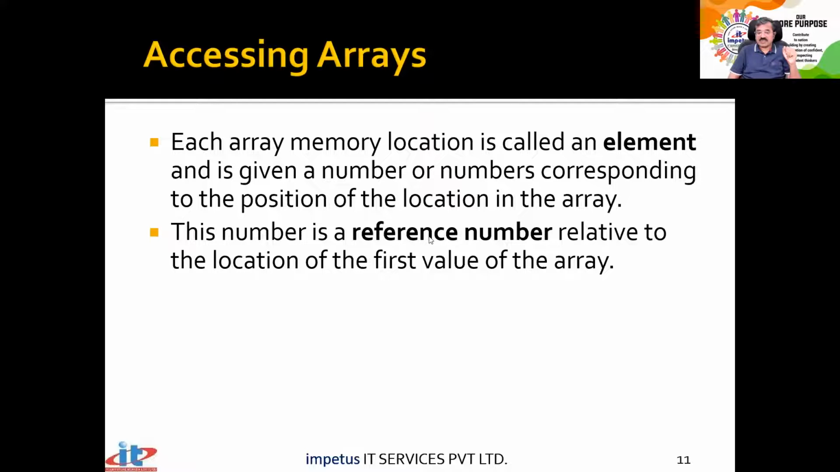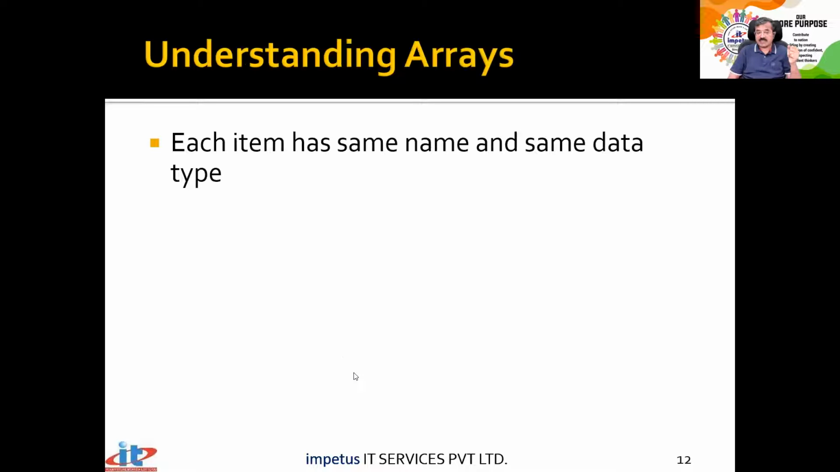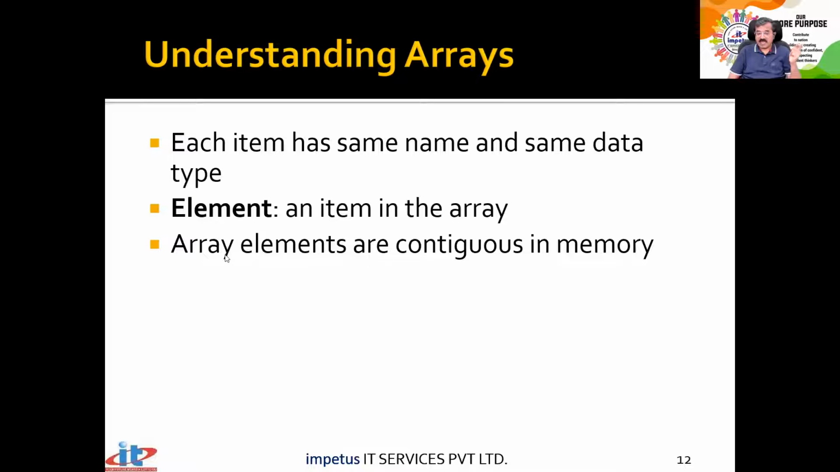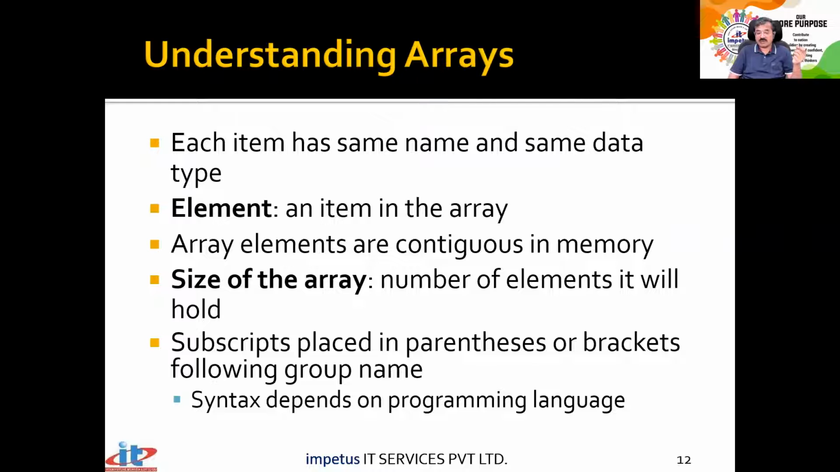This number is a reference number related to the location of the first value of the array. The name of the element has two parts, the variable name and the index number, that is, a subscript using which you can access the elements. Each element item has the same name and same data type. An element is an item in the array. Array elements are contiguous in memory. They are stored in continuous memory locations. There are no gaps in between. And the size of the array is the total number of elements that the array will hold.